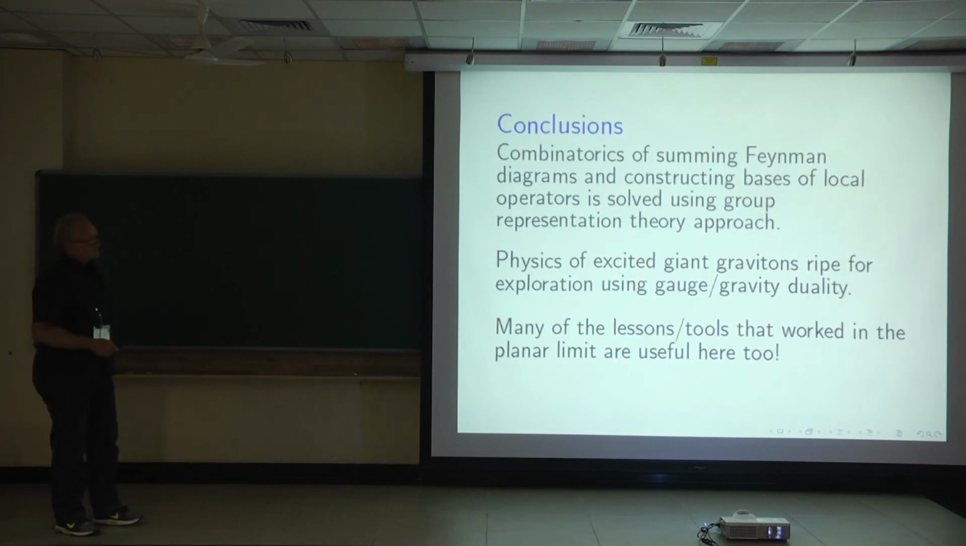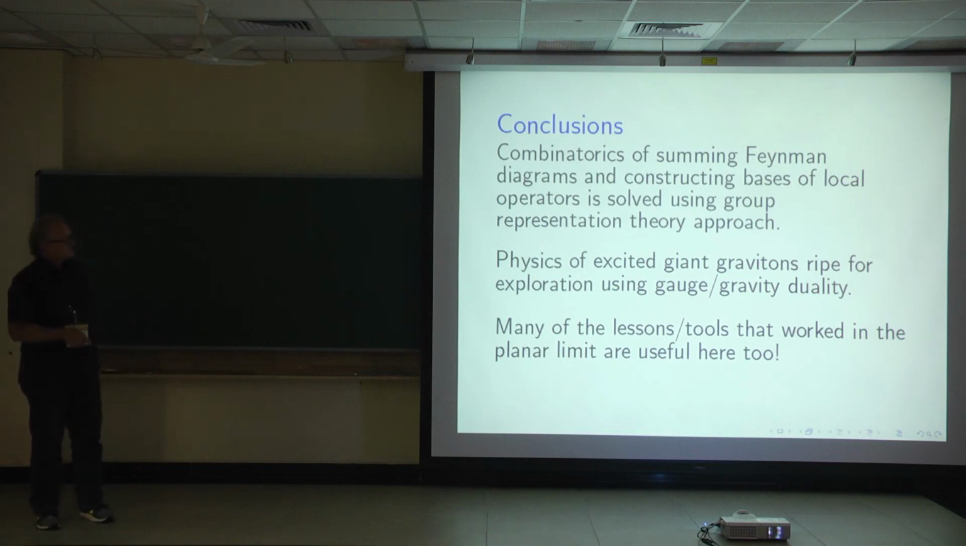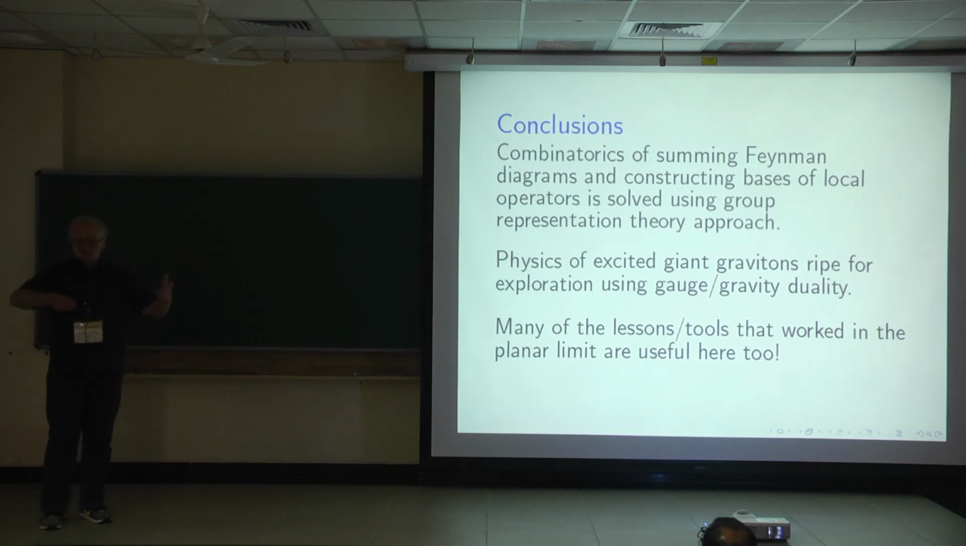Okay, so let me come to my conclusions now. I hope I've convinced you that the combinatorics of summing Feynman diagrams and also of constructing bases for local operators can be solved using group representation theory, and this gives you a useful language to talk about the problem. I also hope I've convinced you that the physics of excited giant gravitons is ready to be explored. I think there are lots of questions that could be asked, and the technology is getting to the point where we can actually calculate some quantities. And finally, the fact that this SU(2|2) symmetry worked, the magnon description worked, suggests that maybe many of the lessons that we learned from the planar limit are useful here too, which is not too surprising because in certain situations, we're describing open strings as compared to closed strings. Thanks for your attention.